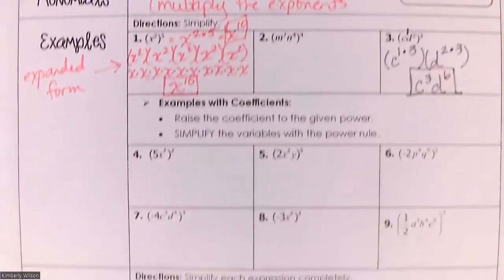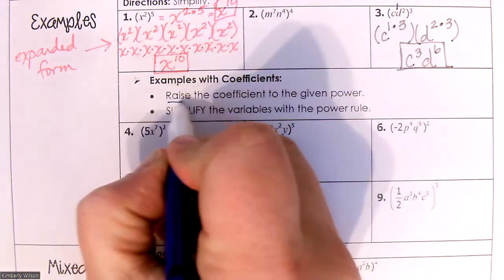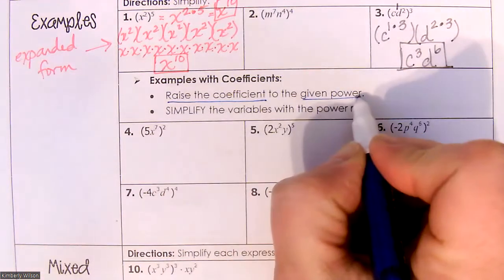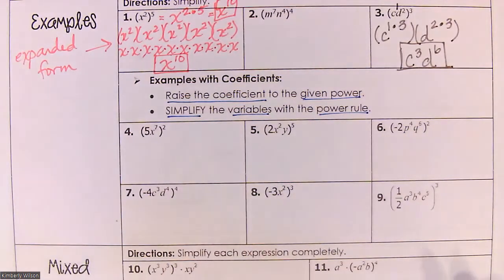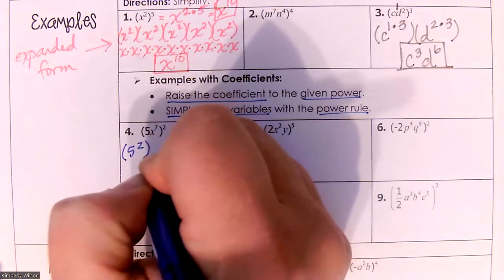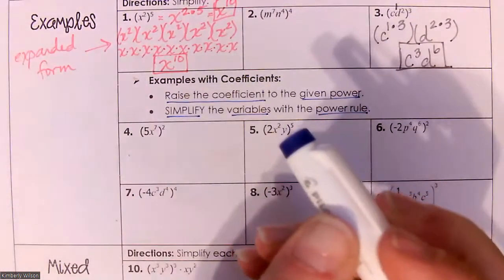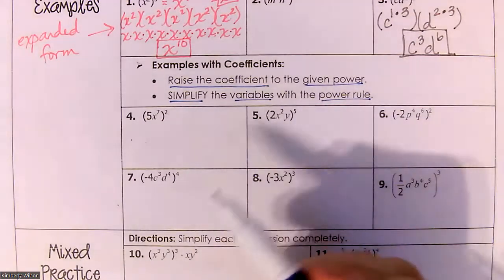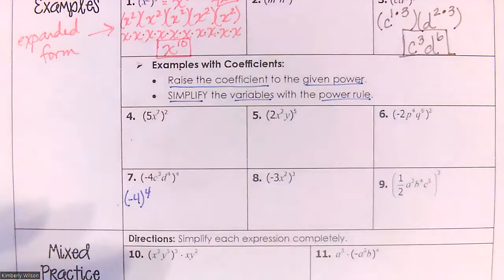Okay. Moving right along, now we're going to look at ones with coefficients. That means the numbers in front of the variable. So you have to raise the coefficient to the given power, and then we simplify the variables with the power rule. Okay, so that means here I'm going to have 5 squared. Oops, I'm not wanting to work this problem. I'm wanting to jump to number 7. Sorry about that. Okay, so this is meaning I'm going to have -4 to the 4th power.